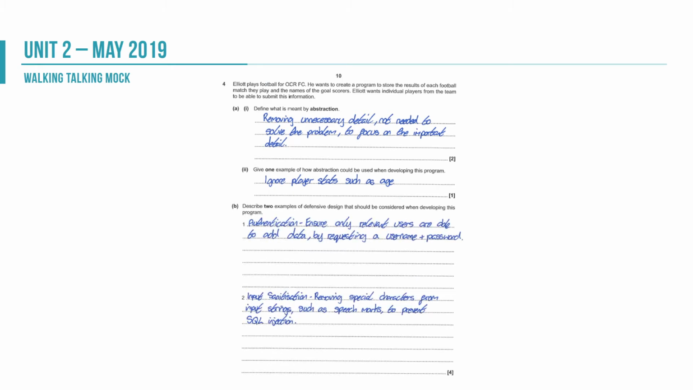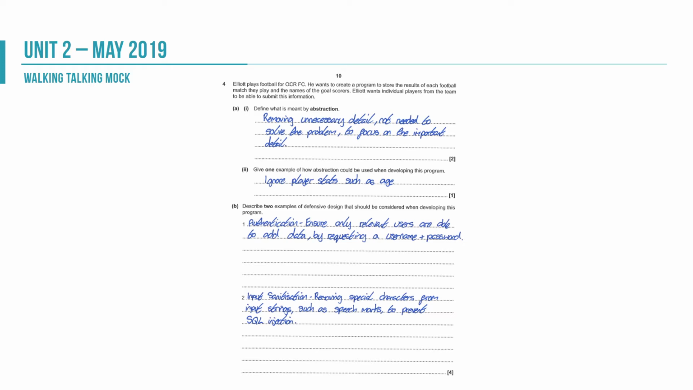Now you could have here input sanitization, validation, verification, authentication, maintainable code, and then an explanation. I've gone for authentication, so I only want people who are logged in to be able to use the program, and input sanitization. I want to remove special characters such as speech marks to prevent SQL injection. Now again, that's a place we should be able to get 4 marks.